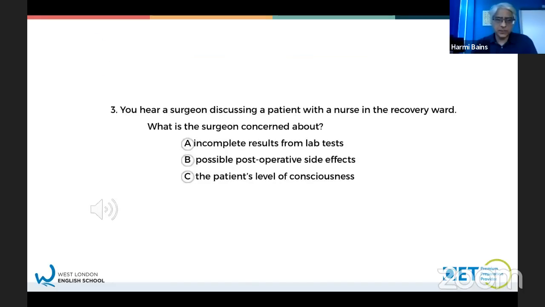Question number 3. You hear a surgeon discussing a patient with a nurse in the recovery ward. What is the surgeon concerned about?